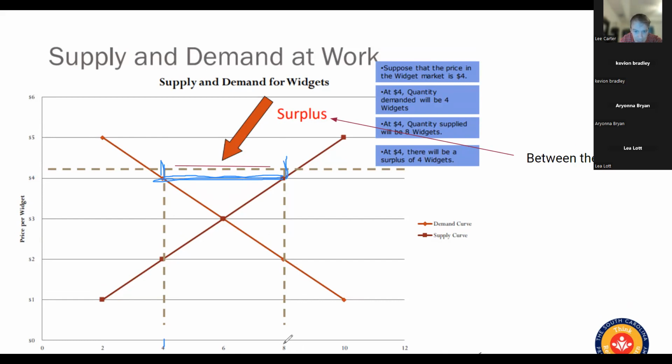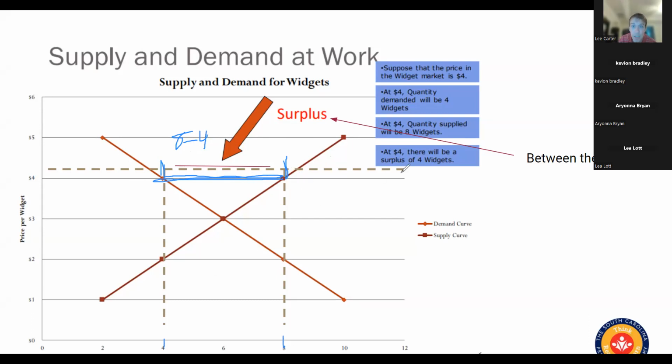Because 8 right here, notice this, 8 minus 4 is the surplus because it's the distance between the quantity supplied and quantity demanded at the price of $4. Okay, so that's all there is to the amount of surplus. So if that happens, then the price needs to lower so that they can get rid of those extra things that have been produced.